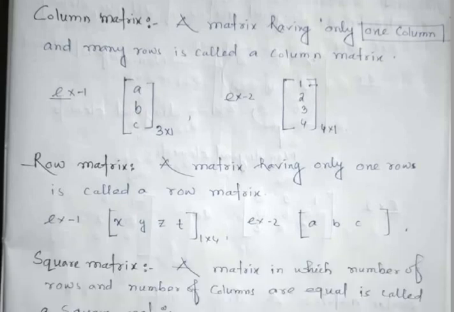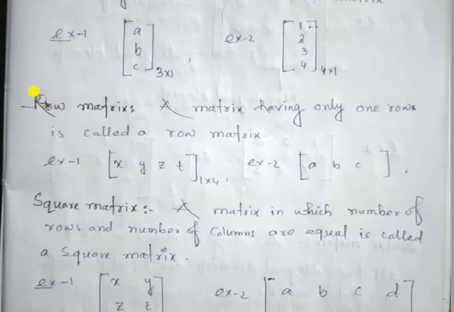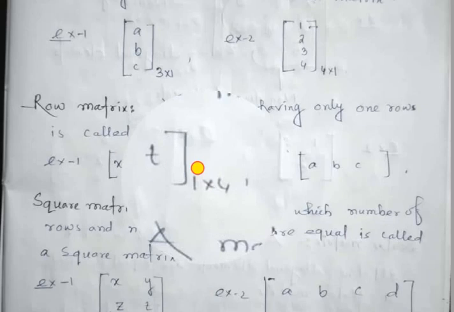Similarly, we call a matrix a row matrix. If a matrix has only one row, then the matrix is called a row matrix. Here we put some examples. In this matrix there is only one row, that means it is a row matrix. This is another example of a row matrix, only one row. Again, how many columns here? 1, 2, 3, 4. So this is a matrix of 1 row and 4 columns. That means the order of this matrix will be 1 by 4.